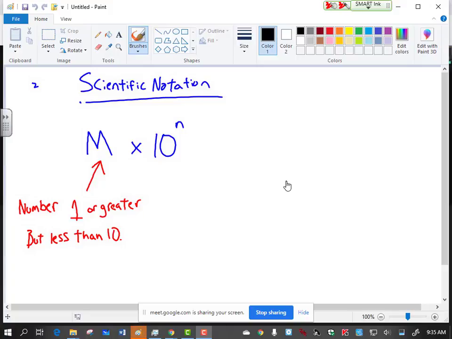Let me see if you guys know what I mean. I thought we did this. I don't think we did. Did we do this? Yeah, we did scientific notation. Okay, well, I got it in my notes. Good, that's even better. Did we do it online? Yeah, we did. Okay, good.